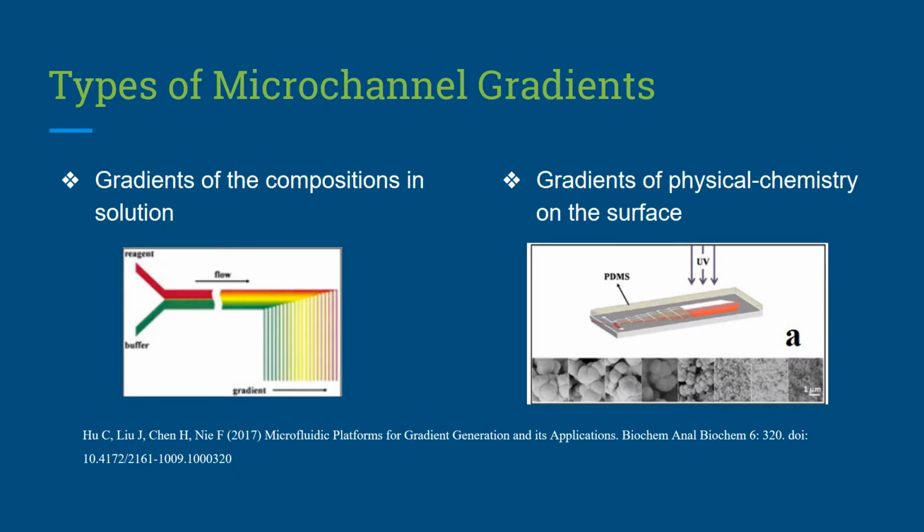Gradients of compositions in solutions are used mostly in biochemical and chemical applications like cancer chemotaxis, bacteria growth, or optimization of reaction conditions. As we can see in the image, the concentration gradient is showing different concentrations. Gradients of the physical chemistry on the surface show the bacteria growth or complex protein structures. The external environment is also important and therefore temperature gradients are necessary. Here we can see how the PDMS substrate has a gradient of the pore and polymer globule size.